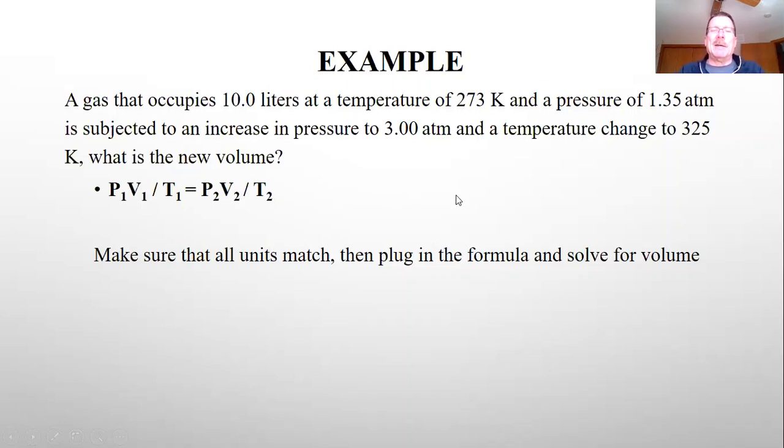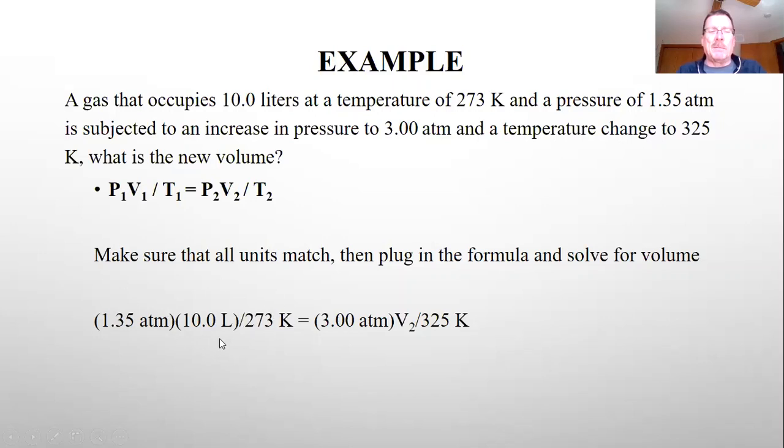All right. Make sure all our units match, which I wrote the problem so they would. You're going to end up in liters. Then solve for the volume. So here's what it's going to look like. You've got your atmospheres, your liters. Here's all your P1, V1, T1 values. Here's your P2 and T2 values. You're solving for what the volume is going to do.